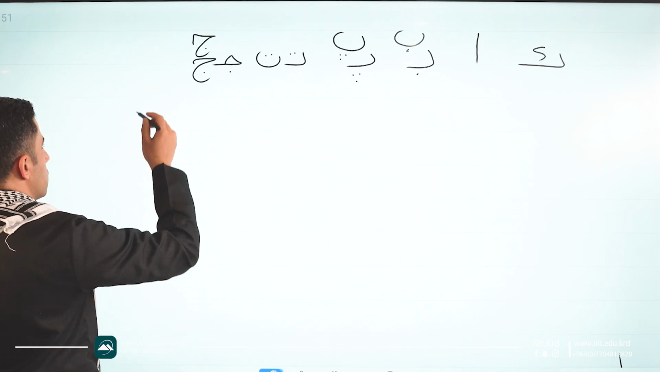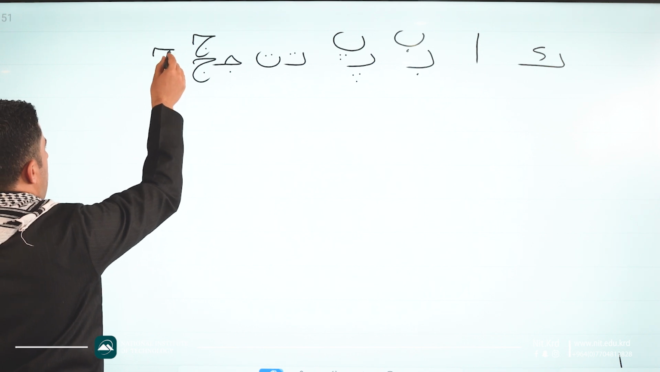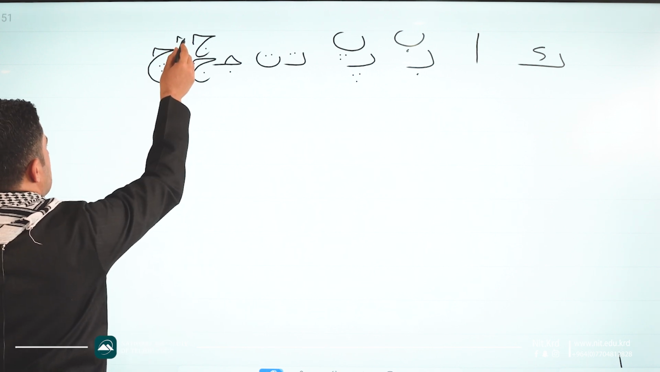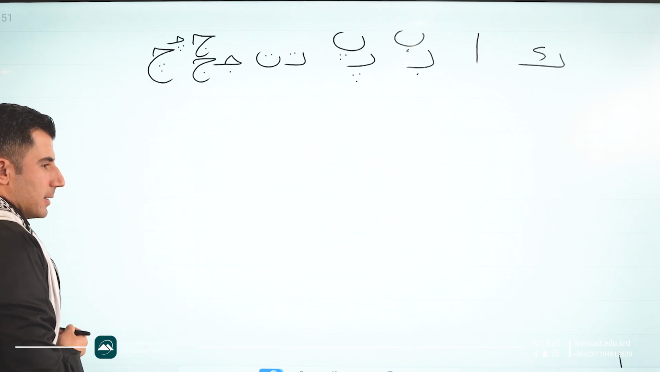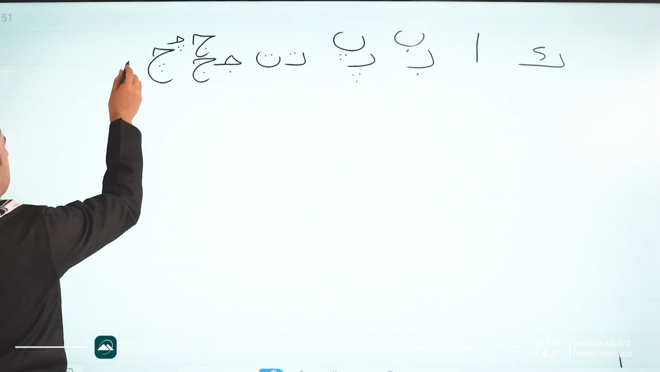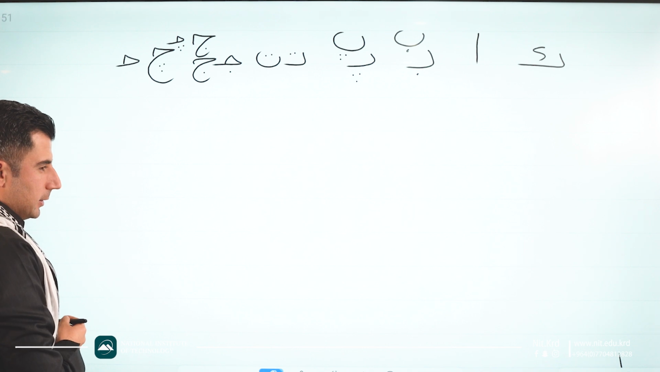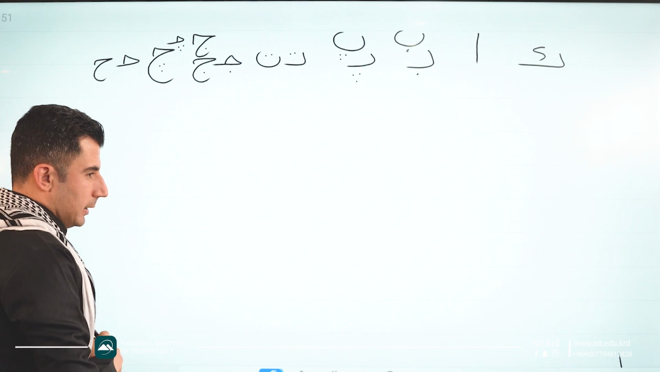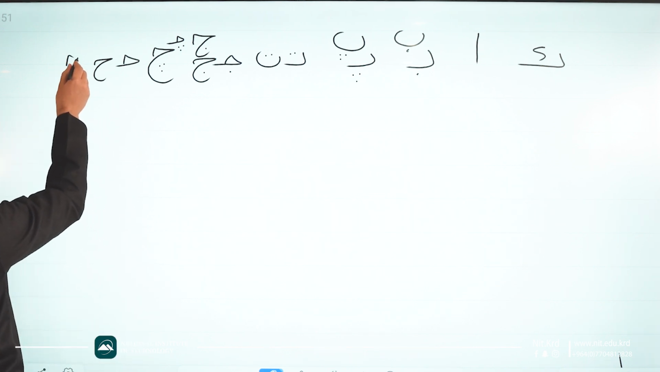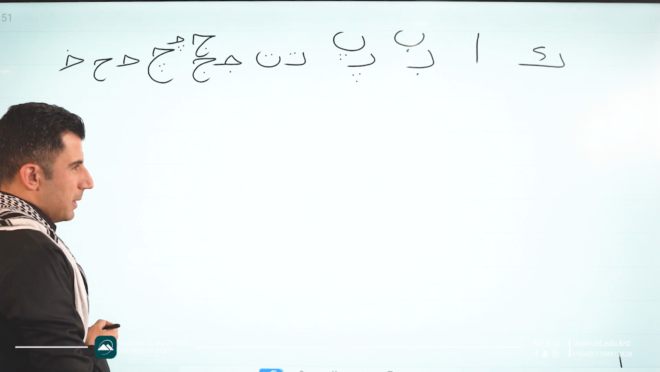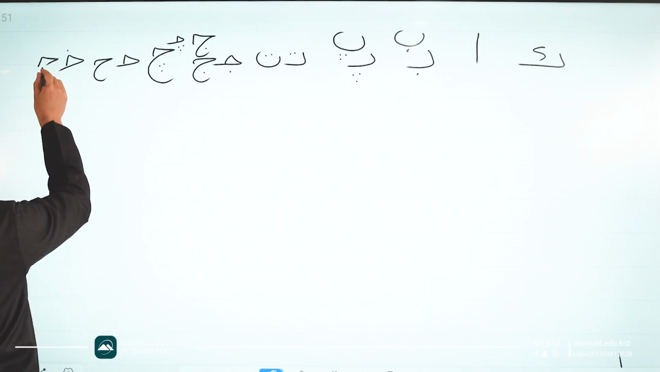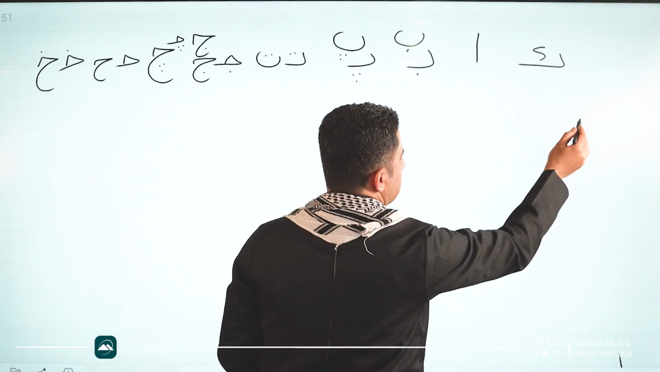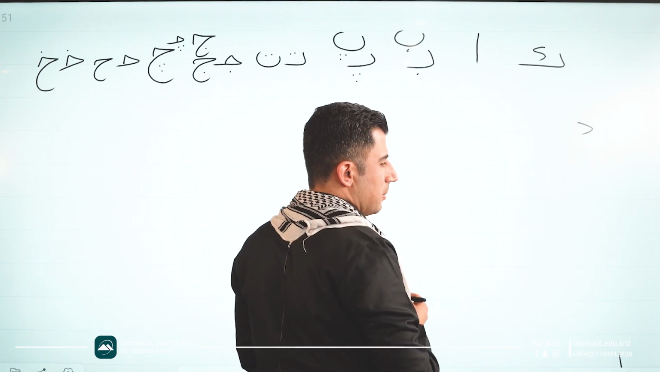J. After j, we have ch. That is for end. But for the beginning is ch. That is ch. After ch, we have h. H. But at the end, h is like this. After that, we have ch. That is for the beginning of the word. But at the end, we have to write down like this. That is ch. After that, we say that we have d. D in every place is the same.